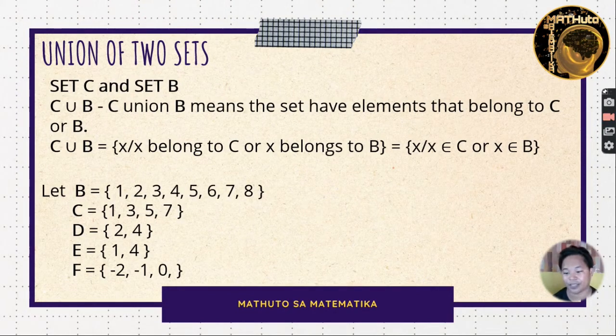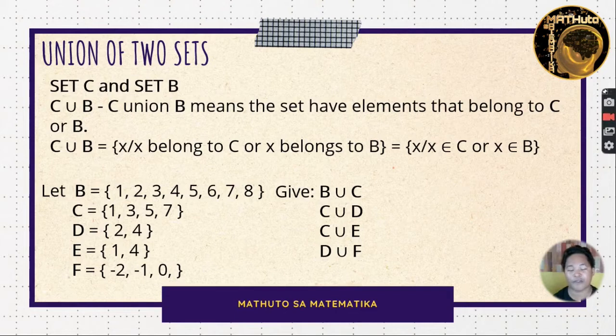Let's have examples of sets. B contains the elements 1, 2, 3, 4, 5, 6, 7, 8. Or in rule method, we can describe this set as the set of counting numbers less than 9. And we have set C: 1, 3, 5, 7, or the set of odd numbers from 1 to 7. Letter D, we have set D rather. We have the elements 2, 4. For set E, we have the elements 1, 4. For set F, we have negative 2, negative 1, 0.